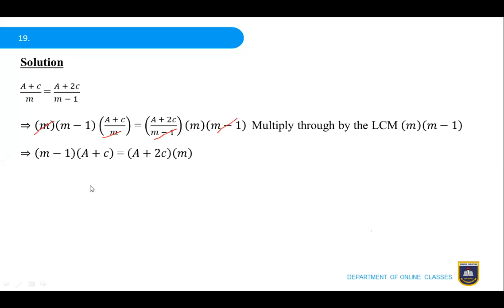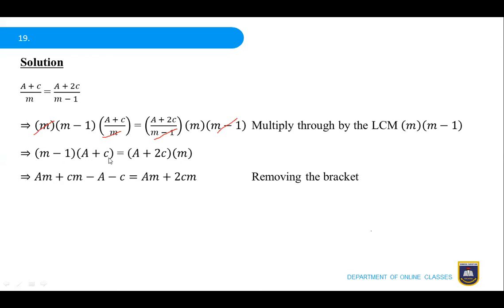The next thing is to expand. By removing the bracket there, we have M. If you pick this M, we'll multiply every letter in the second bracket. So M times A will also give us AM.